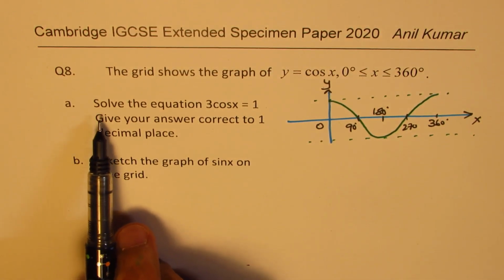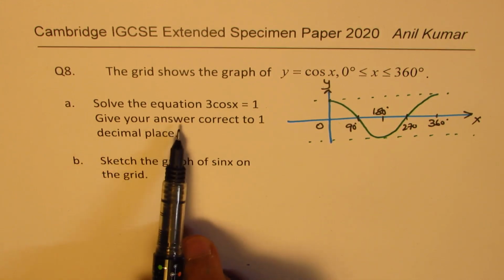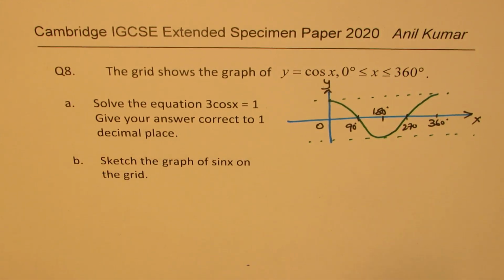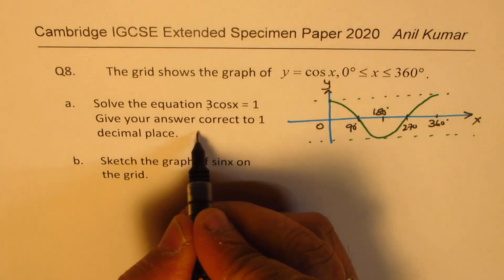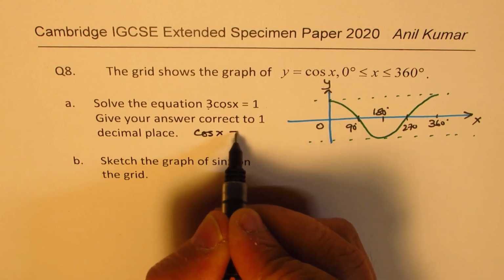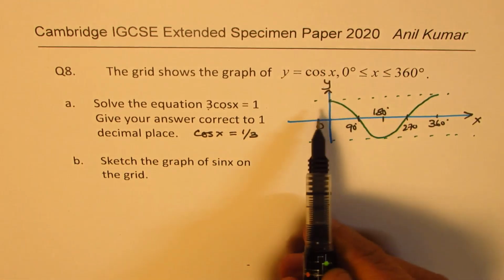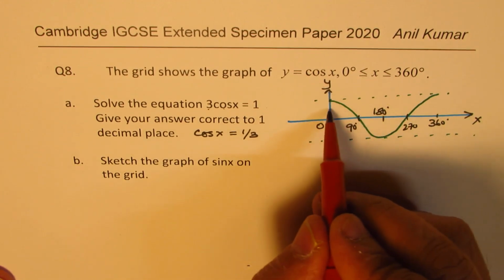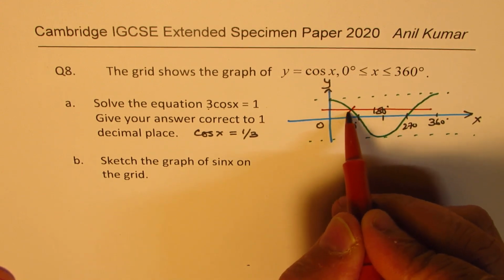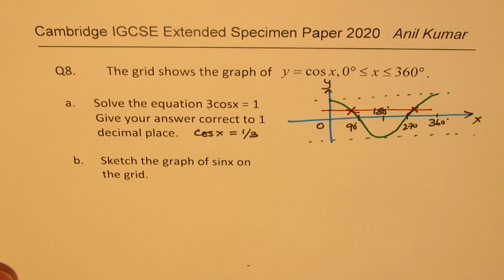Part A is solve the equation 3 cos x equals 1. Give your answer correct to 1 decimal place. So when we have 3 cos x equals 1, I could write cos x equal to 1 over 3, right? Now within this period, we can see that cos x equals 1 over 3, we have 2 solutions. If we draw a line like this, then we get these 2 points as our solution, right?